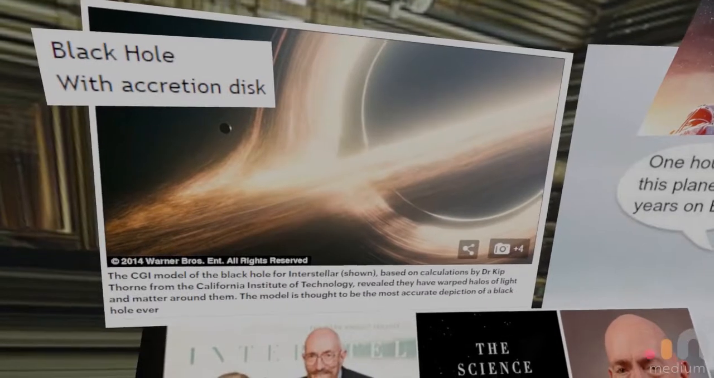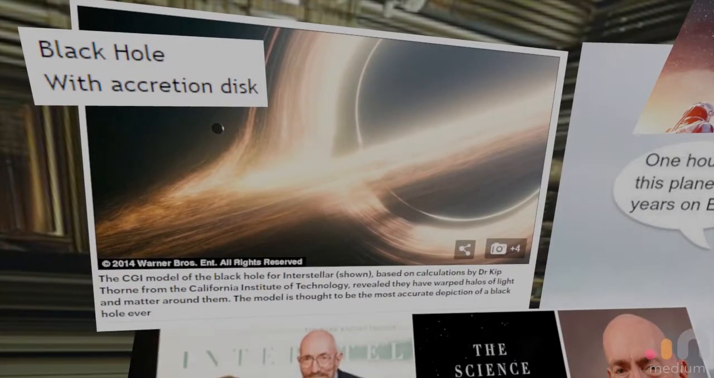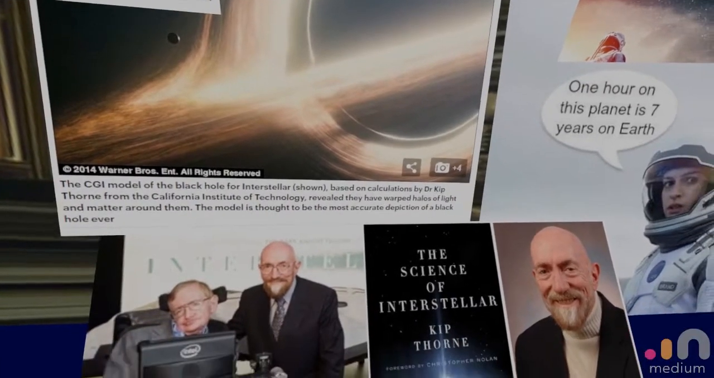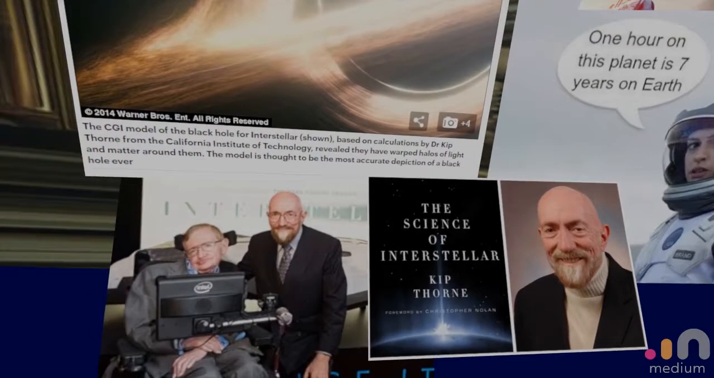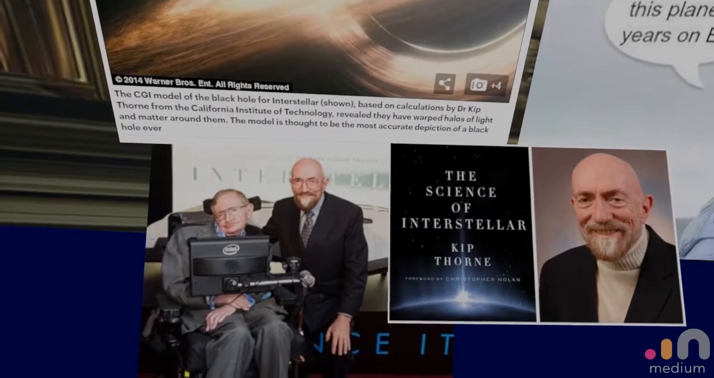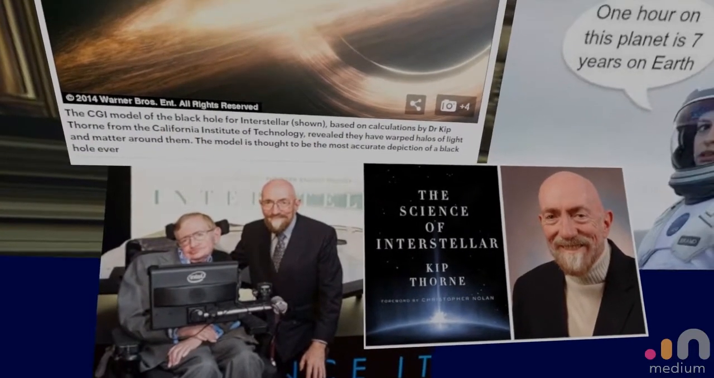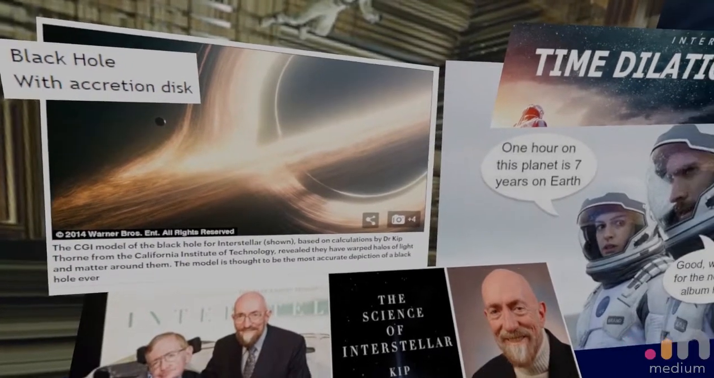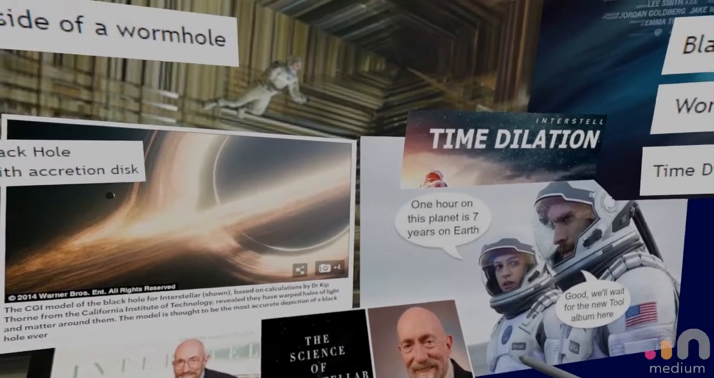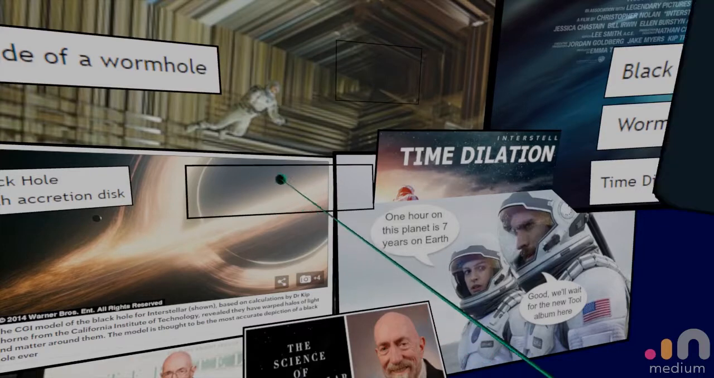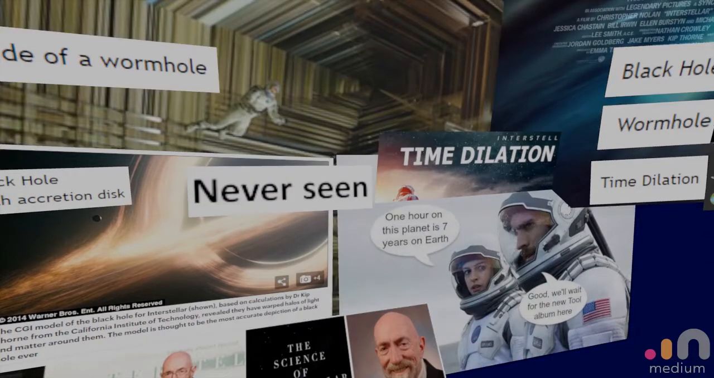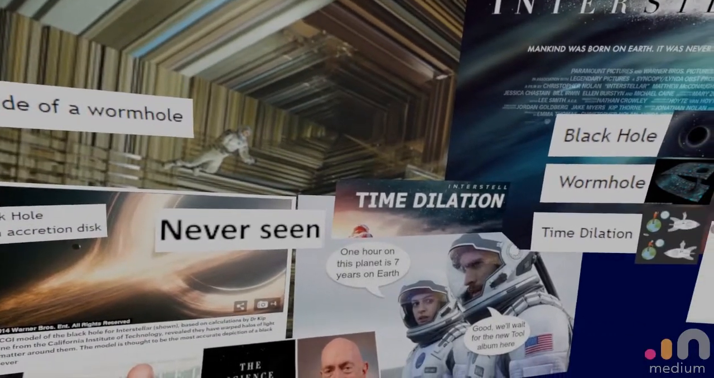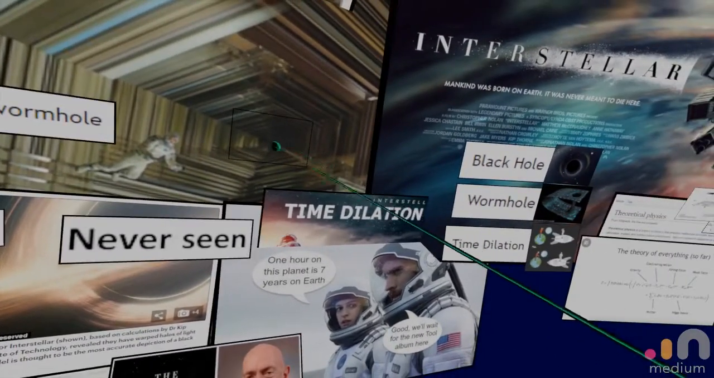The CGI model of the black hole for Interstellar was based on calculations by Kip Thorne, right here, this guy, The Science of Interstellar, Kip Thorne. So here's Kip Thorne with the Hawkster. The model is thought to be the most accurate depiction of a black hole ever. Why that is such an impressive feat is because we've never actually observed any of these things. We've never seen a black hole or a wormhole. We can't see these things. They are theorized to exist.